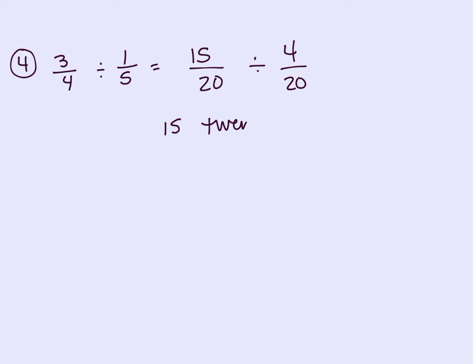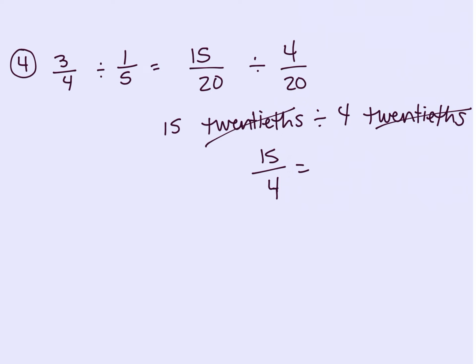For number 4, we have 3/4 divided by 1/5. We can change those to be the same denominator. That would be 20ths in the bottom. 4 times 5 makes 20, so the top needs to be 3 times 5. And then this one would be 4. We can rewrite those in unit form. And then the 20ths divide out, and 15 over 4 would be our answer.